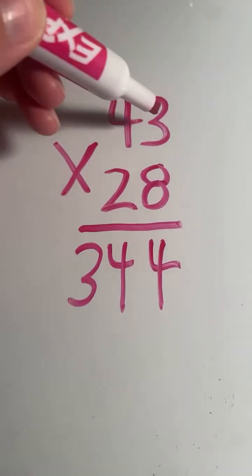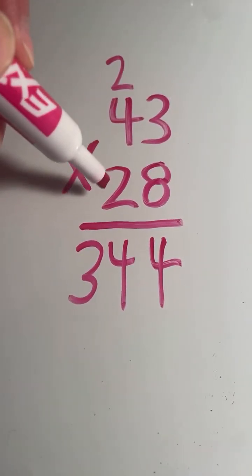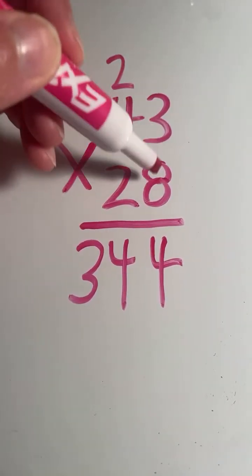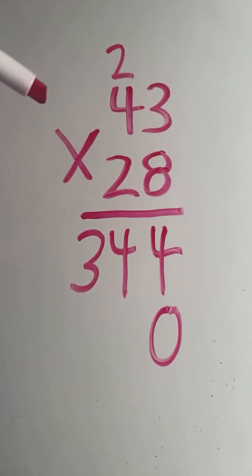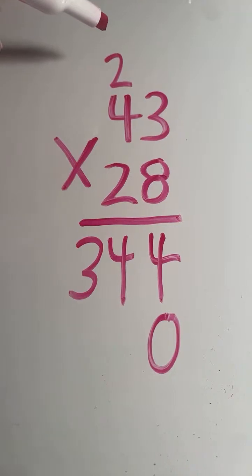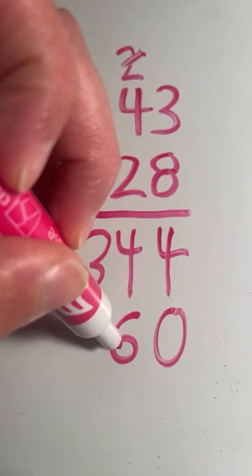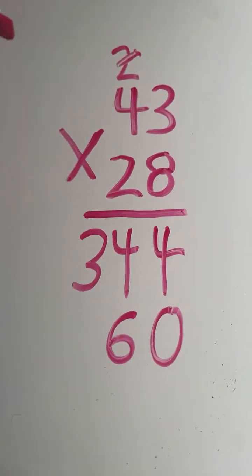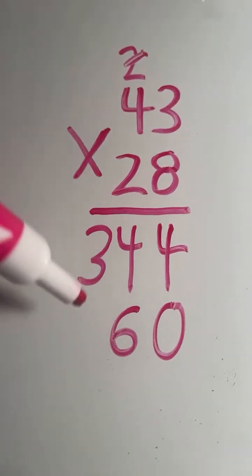Next, we've got to multiply the top 2 digits times the bottom digit in the tens place. Since we've already multiplied the 2 digits in the ones place, we're going to put a 0 in the ones place. 3 times 2 equals 6. We do not need to regroup there because our product is less than 10. We only regroup if our product is 10 or more. 4 times 2 equals 8.